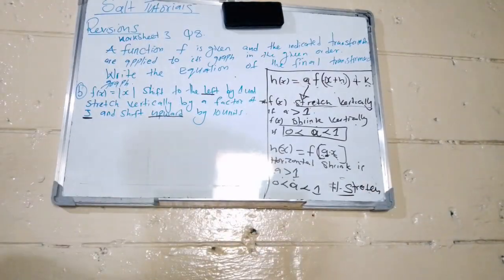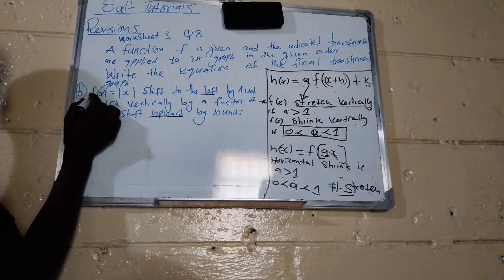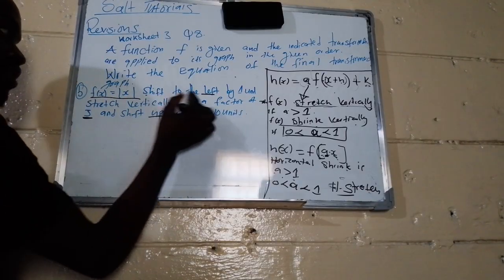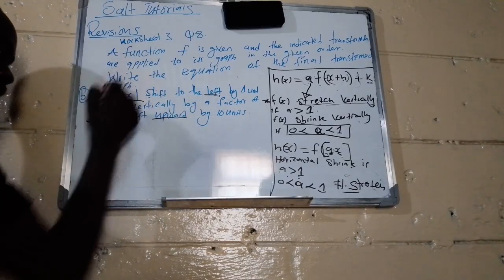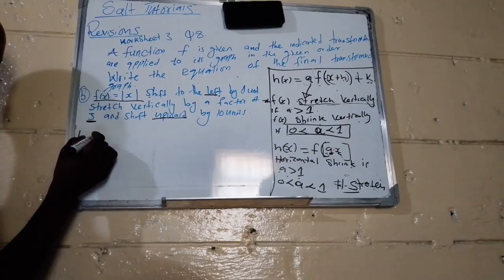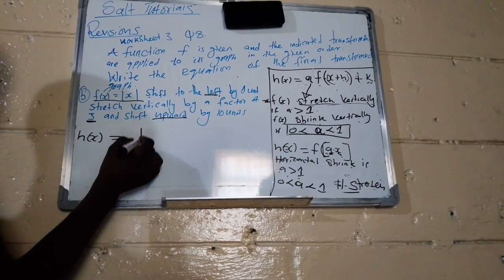So that's what usually happens. So now what is this b saying? It means that this absolute value here undergoes a shift to the left. It means the left shift is inside the absolute value. So the final function will be h of x equal to the absolute value of x.